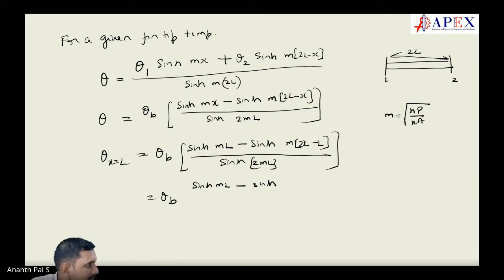What is that? 2H minus L is sinh ml, correct? Oh, this is plus. I'm sorry. This is plus, right? Why did I use minus? I shouldn't use minus, right? So this is plus divided by sinh 2ml, right?